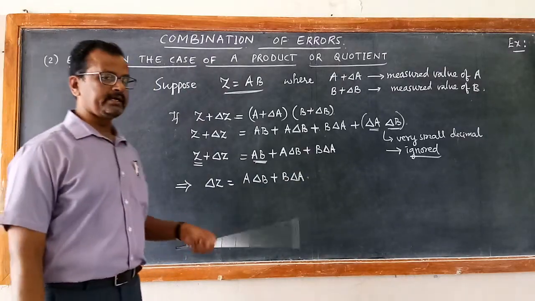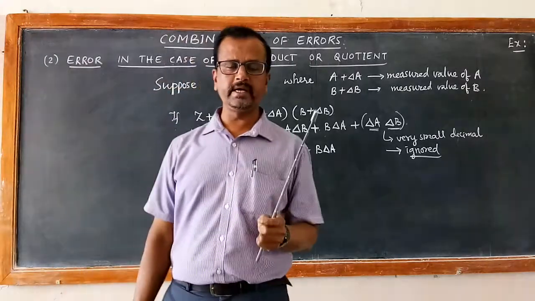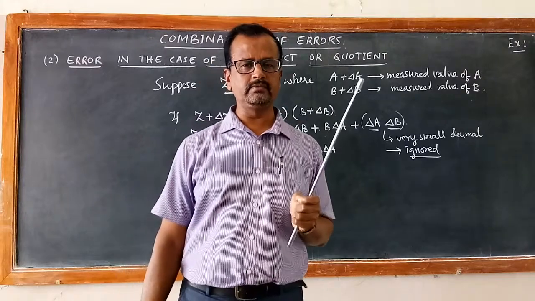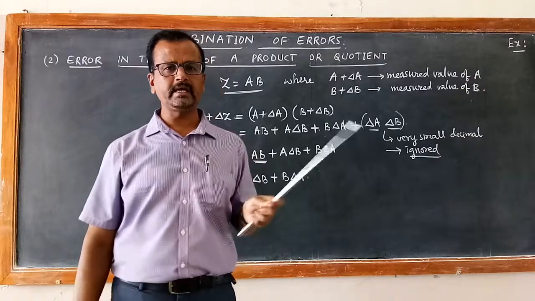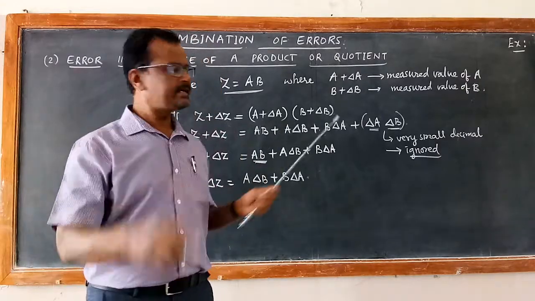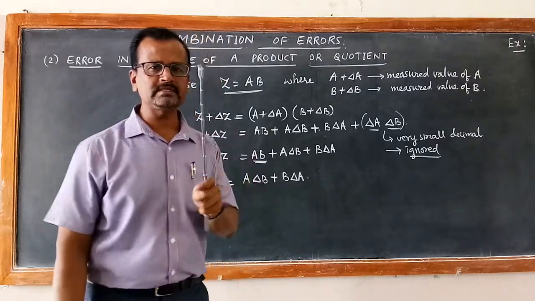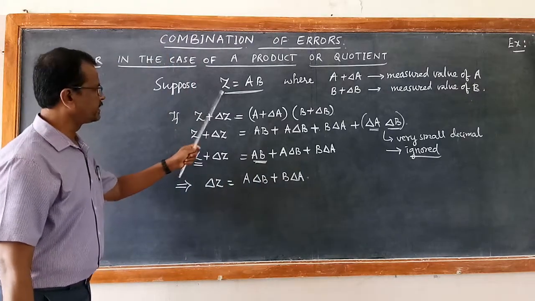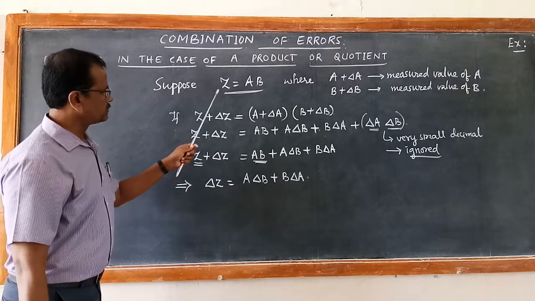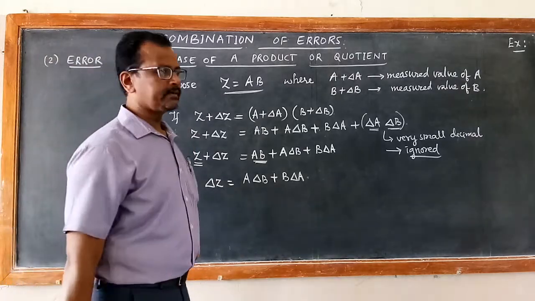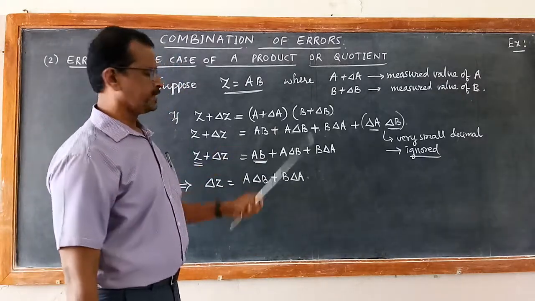Now let us find out the relative error. You know, yesterday we found out that relative error is the ratio of absolute error to the actual value. So relative error in A becomes delta A by A, where delta A is the absolute error and A is the actual value. So we want to calculate the relative error Z by delta Z. For that, we will divide this entire equation by Z equal to AB.